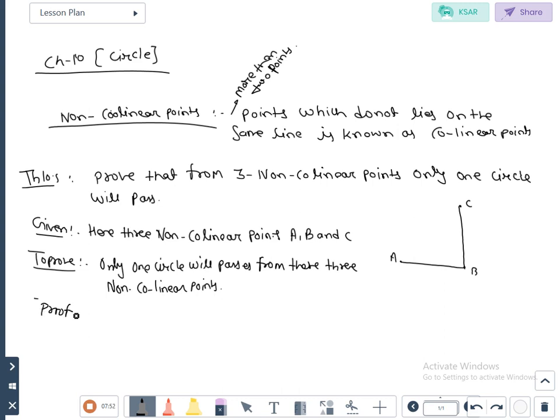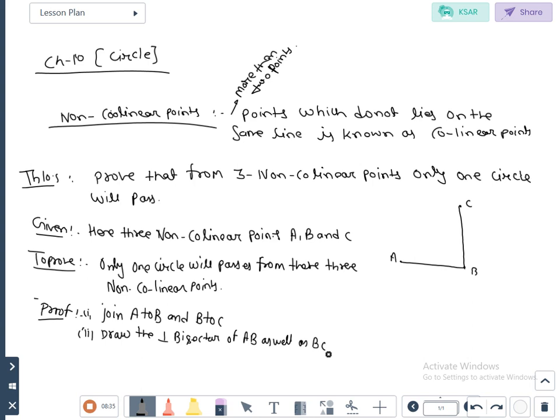Now the proof starts. In the proof, firstly we will join A to B and B to C. That is step one. In step two, draw the perpendicular bisector of AB as well as BC.